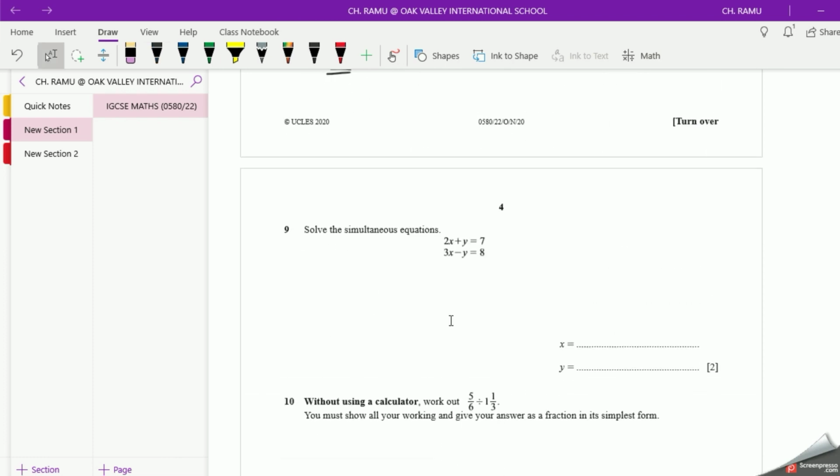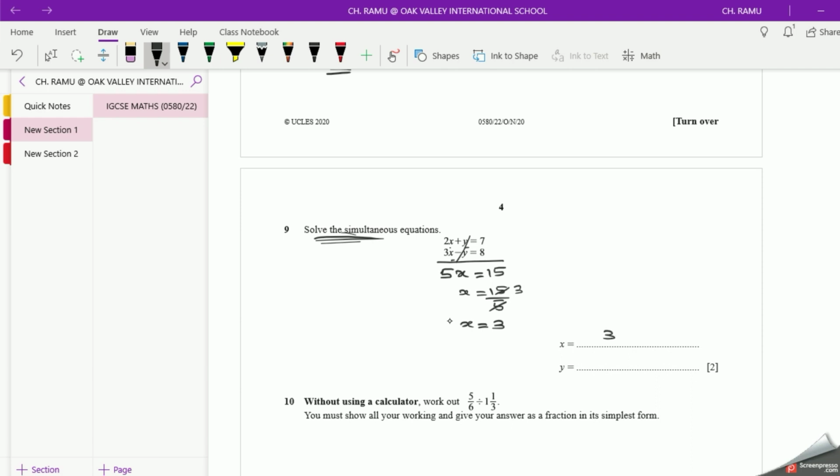So each interior angle is 171 degrees. Now we will go for question number 9. Solve the simultaneous equations. Solve means we need to find the variables present in the given equations. Here the variables are x and y. To find them, add both equations. When adding, plus y and minus y get cancelled. 2x plus 3x is 5x, and 7 plus 8 is 15. So x is equal to 15 by 5, so x is equal to 3.